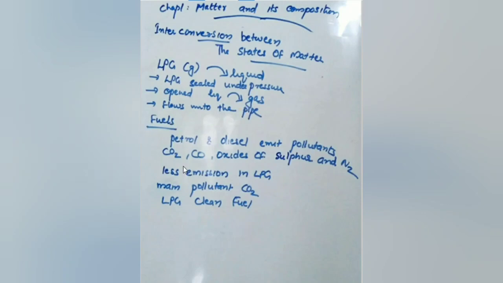Fuels. What are the fuels we are using? Petrol and diesel emit pollutants: carbon dioxide, carbon monoxide, and oxides of sulfur and nitrogen. Considering this, there is less emission in LPG, and the main pollutant is carbon dioxide. LPG is a clean fuel.